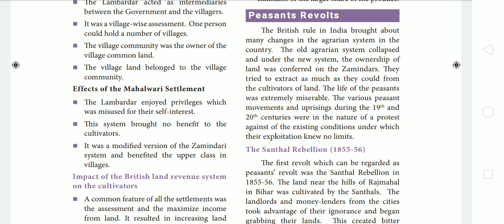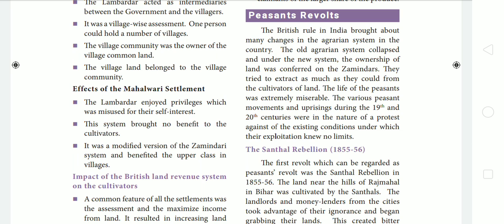That is, during the British rule in India, they brought many changes in the agrarian system. Do you know what is meant by agrarian system? Agrarian system is nothing but the agricultural system. The British made many changes in our agricultural system. The old agricultural system was collapsed by the British and a new system was introduced, and the ownership of the land was given to the zamindars.